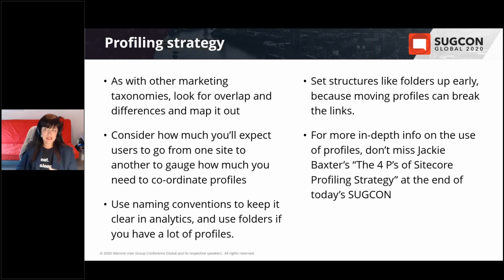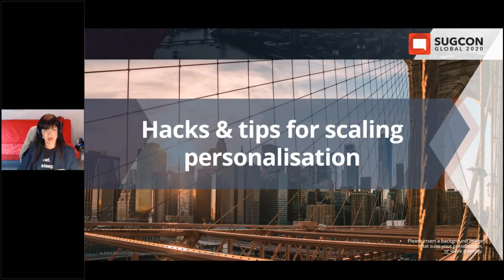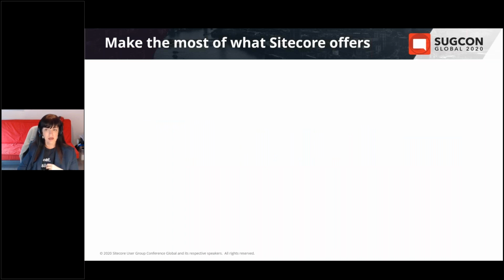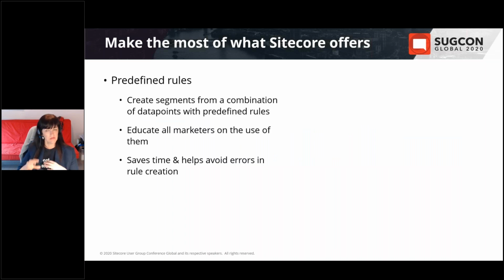So, some key practical tips for scaling personalization in Sitecore and making the most of what Sitecore offers. Firstly, predefined rules. If you don't know how to use them, work it out, and there is help available. Create them for your teams. Particularly if you are that central team, this can save a lot of time and avoid errors in putting together rules. One of the places where you end up getting very weird results from personalization is because people haven't really understood exactly what combination of all those rules to use. Creating predefined rules where it says visitor is XYZ makes it very simple for the marketers to put personalization in place.